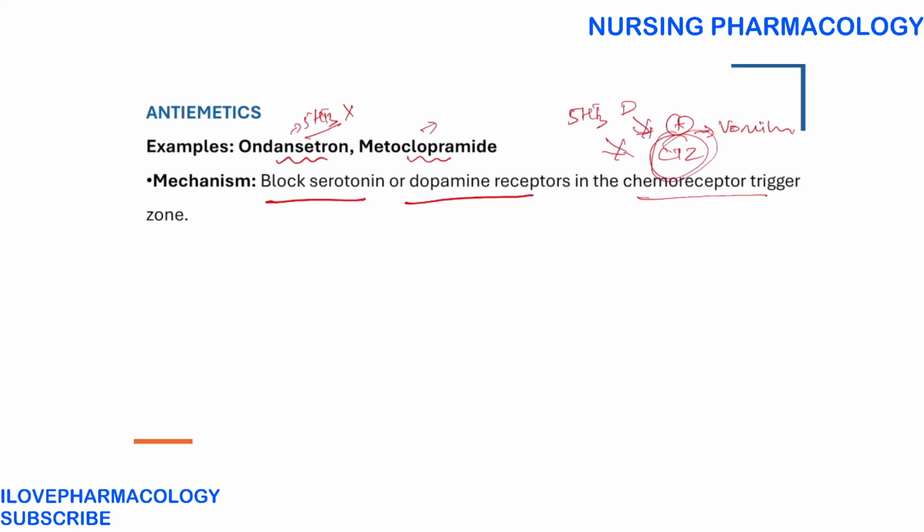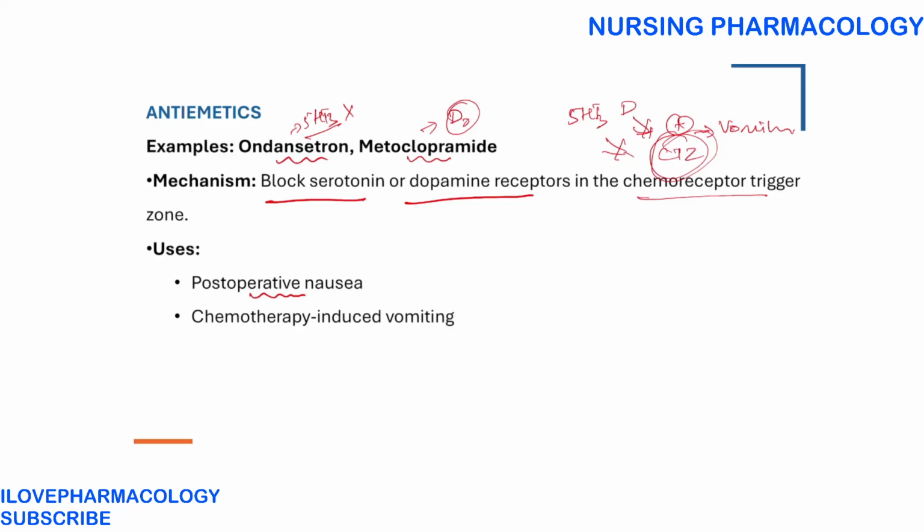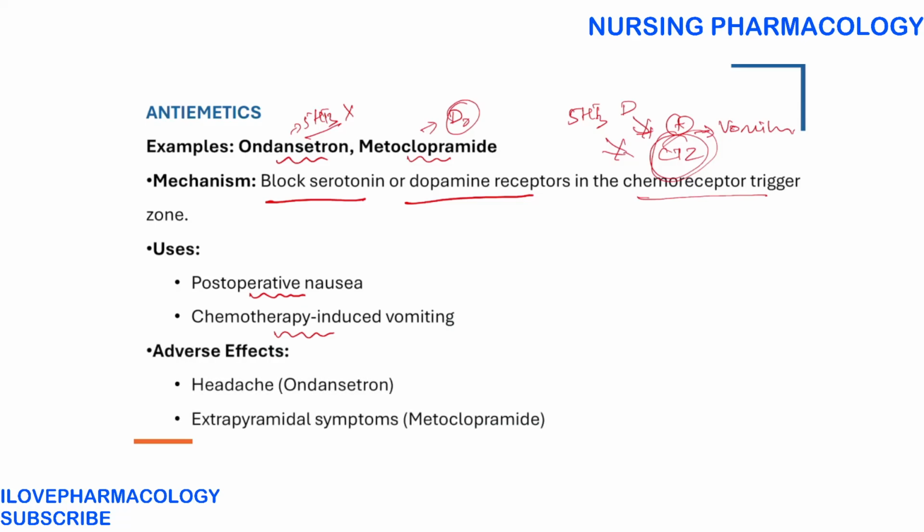Metoclopramide blocks the D2 receptors in the periphery. Basically it is used to prevent postoperative nausea and vomiting, and also to treat chemotherapy induced nausea and vomiting as well as radiotherapy induced nausea and vomiting. Side effects: ondansetron can cause headache, and metoclopramide can cause extrapyramidal side effects, since it crosses the blood-brain barrier.